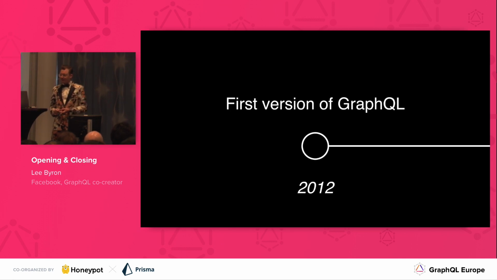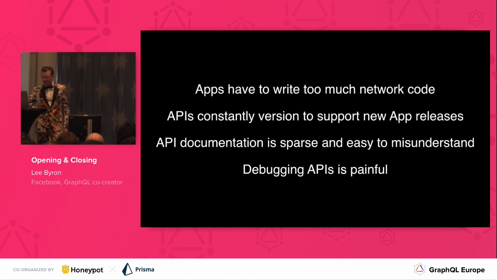6 years ago, in 2012, Nick Schrock, Dan Schafer, and I built the first version of GraphQL to solve a set of API problems that we faced while rebuilding Facebook's iOS app. We saw that our apps were writing a ton of manual code to run the right API requests in the right order and then munge all those results together into the format that they expected.